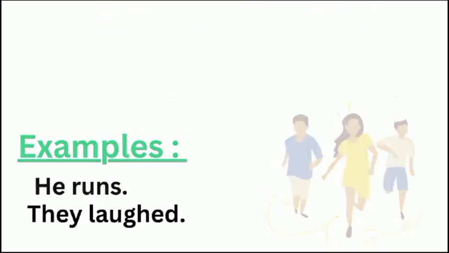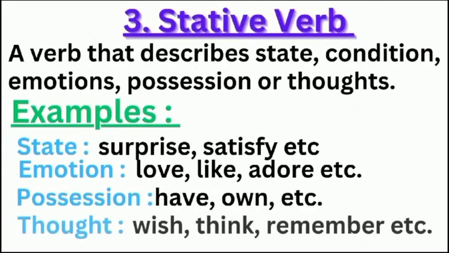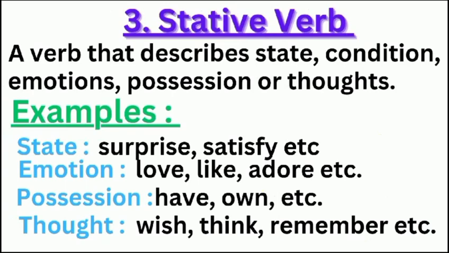3 stative verb. A verb that describes state, condition, emotions, possession, or thoughts. Examples: state, surprise, satisfy, etc. Emotion: love, like, adore, etc. Possession: have, own, etc. Thought: wish, think, remember, etc.